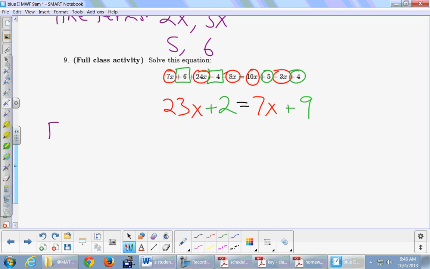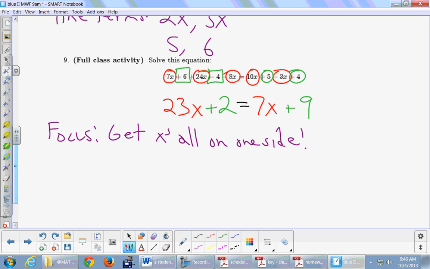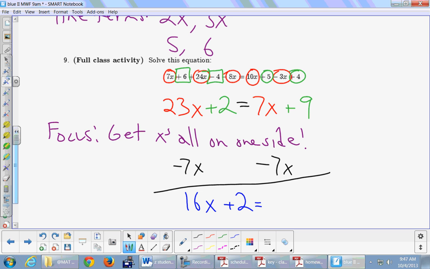So again, the focus is to get x's all on one side. And we'll do that by subtracting, which one was the nice one? It's the 7x. And if you really want to think about why that's the nice one, it's because it's the smaller one. We're subtracting the small one from the big one. Okay, 23 of those orange rods minus 7 of those orange rods is 16 of those rods plus 2 equals 9.